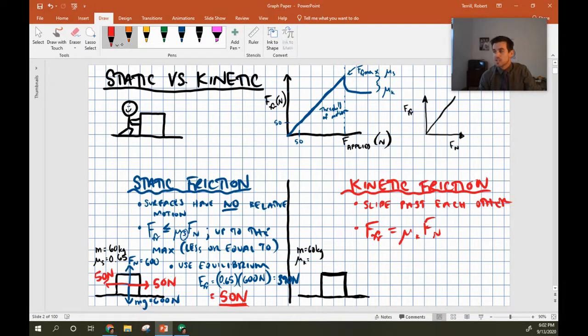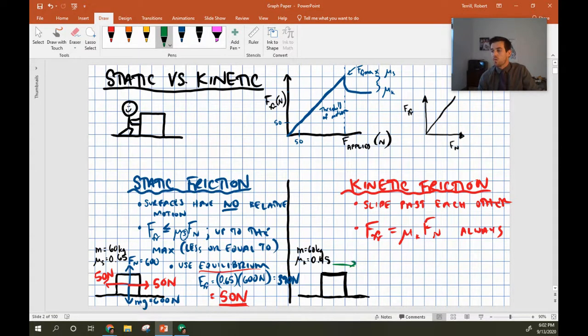So you can use this always for kinetic friction. You can only use it sometimes for static. You can use it if you know it's at the threshold of motion for static friction. Otherwise, you need to be using equilibrium. So that's kinetic friction. It's honestly the much easier one. So if I was doing a similar scenario here, let's say that the coefficient of kinetic friction was 0.45, while the coefficient of static friction was 0.65.